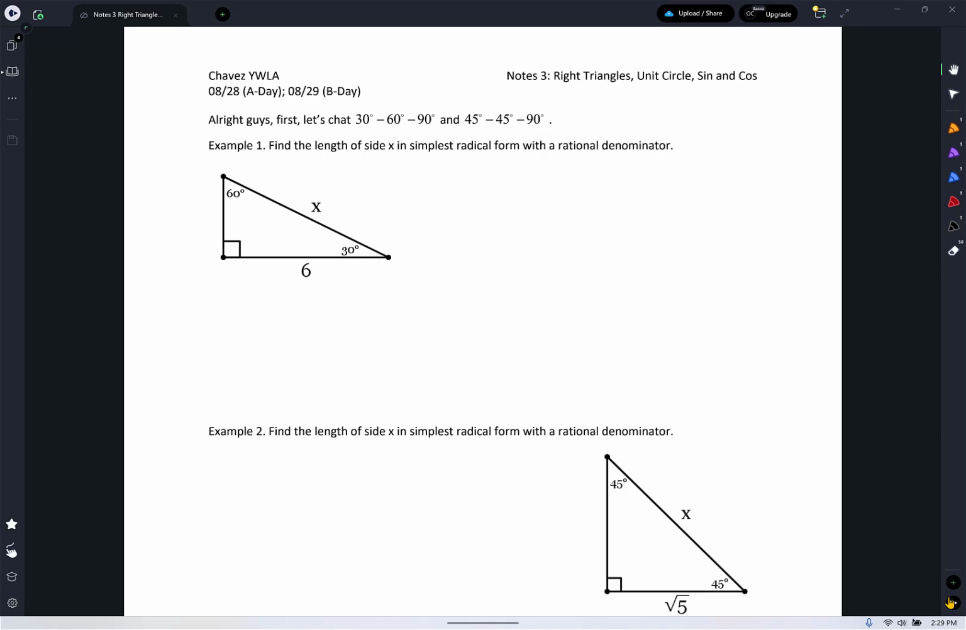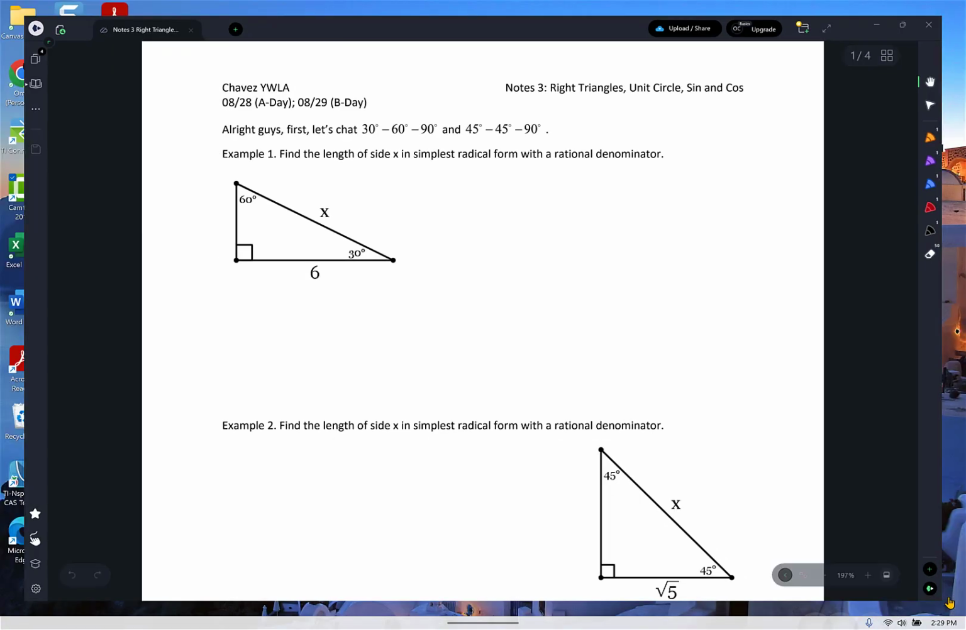So notes 3: right triangles, unit circle, sine, and cosine. Relax. You already know about right triangles. We didn't ask any questions last time about 30, 60, 90 and 45, 45, 90, but we did this time. I put it on the delta. So hopefully you remember. Let's see if we can tackle these types of questions.